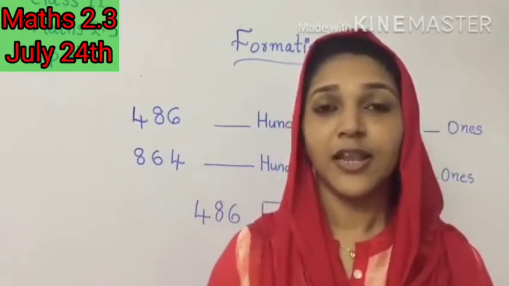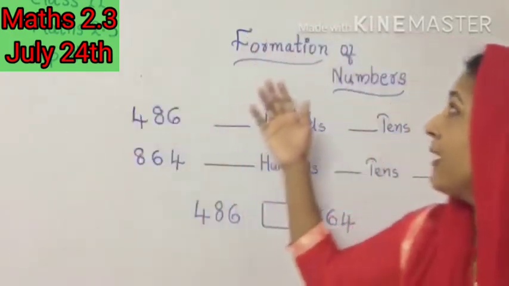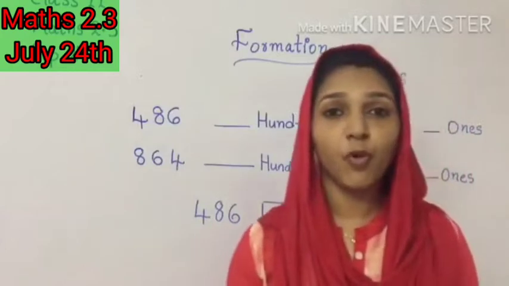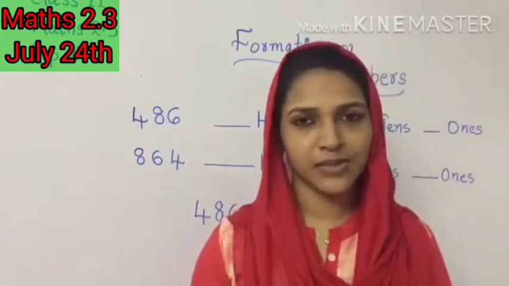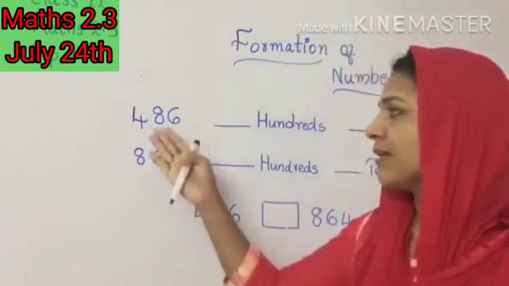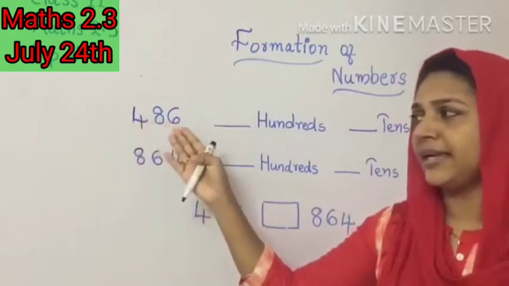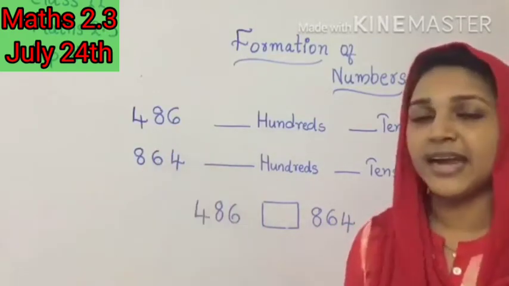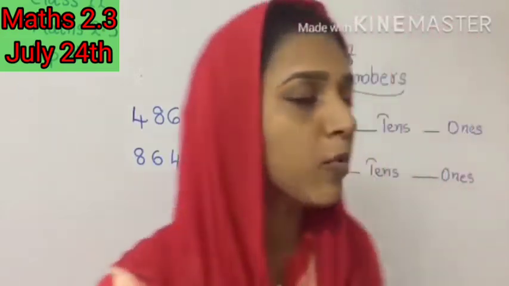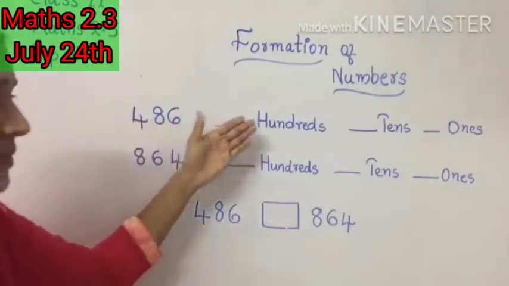Okay, sit down. Now we are going to start our new topic, that is formation of numbers. We are dealing with 3-digit numbers. Look at the board. Can you read this number? It is 486. And which number is this? This is 864. Now I am going to expand this number 486.